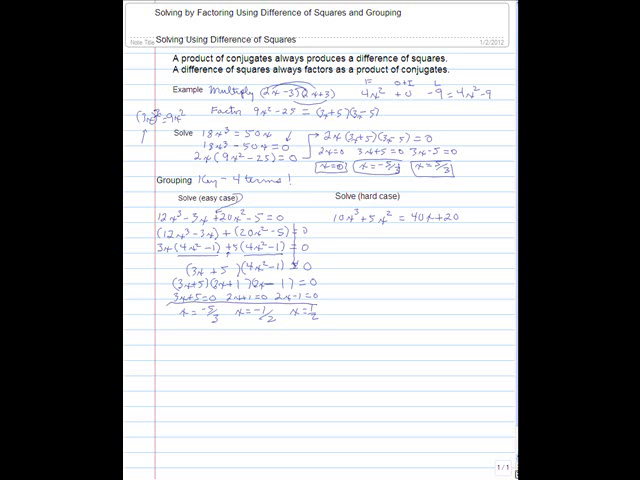So again, my third degree equation results in 3 solutions. And the reason I knew to do grouping was I started off with 4 terms on the left.